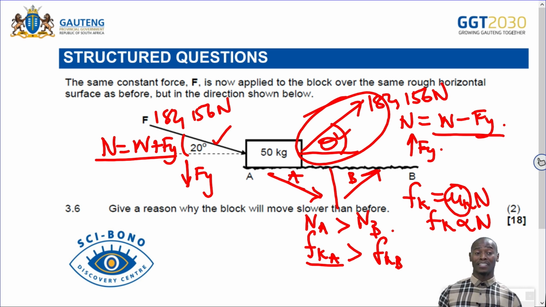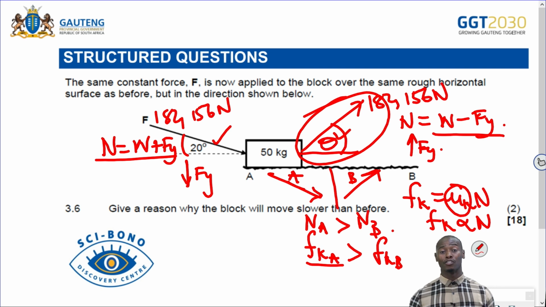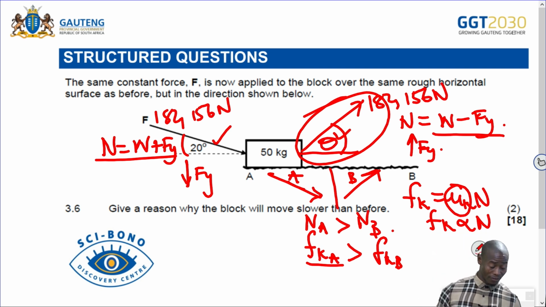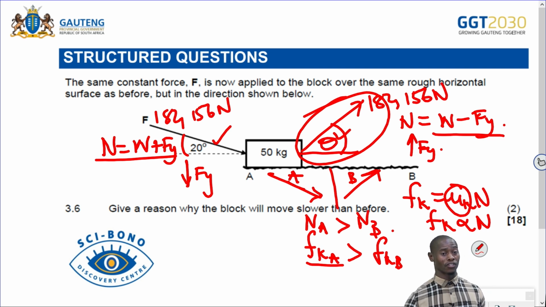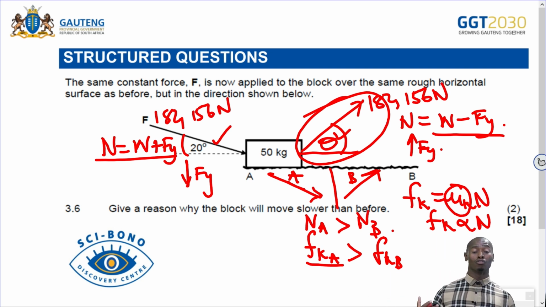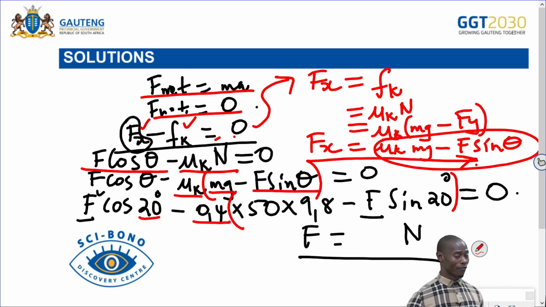Then if the normal force is greater, we're expecting the object to experience more frictional force. Obviously, if it experiences more frictional force, we are expecting it to move slower than before. So here it's about the issue of the normal force, from normal force to friction. And then the friction is what is going to determine whether an object will move faster or slower than before. In this case, it will move slower than before because it experiences more frictional force, or more friction.